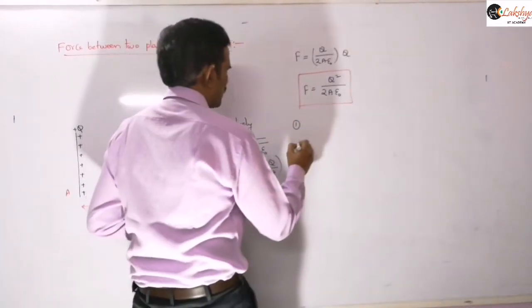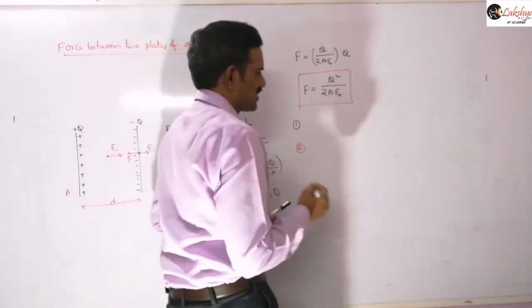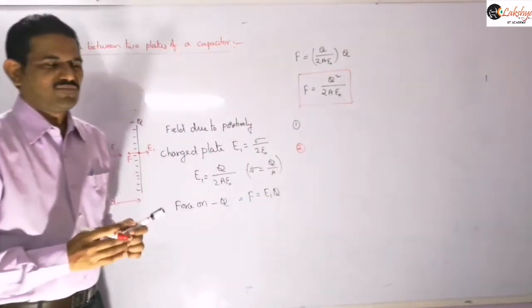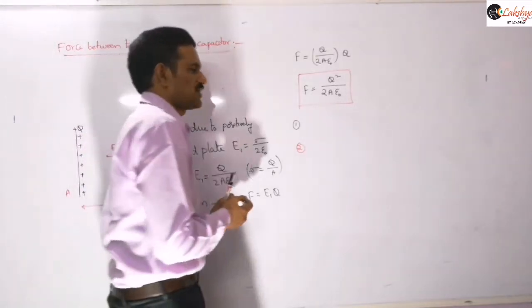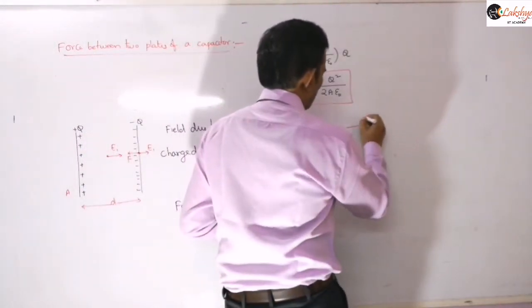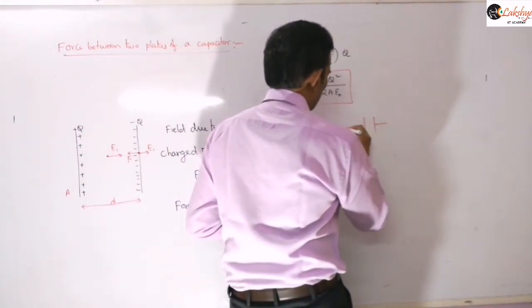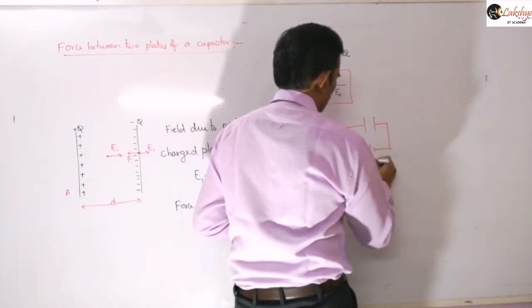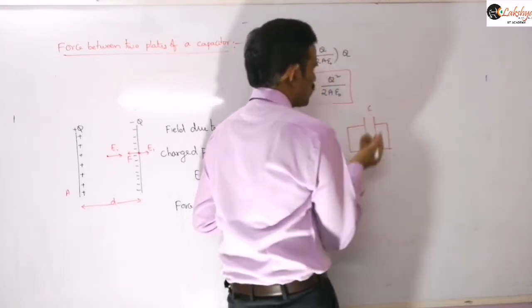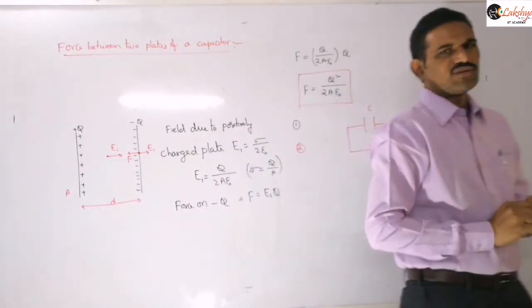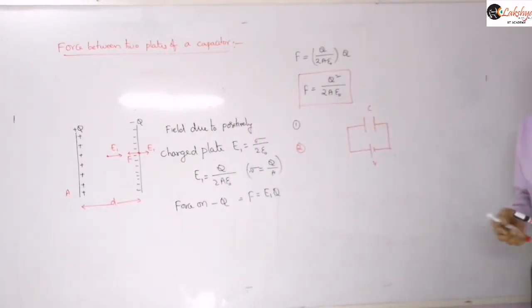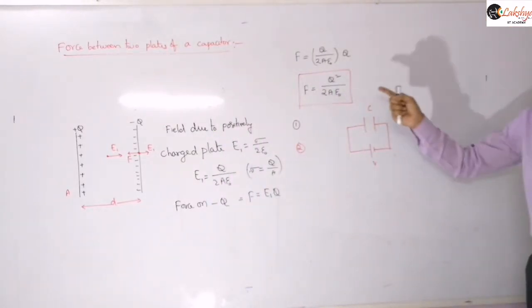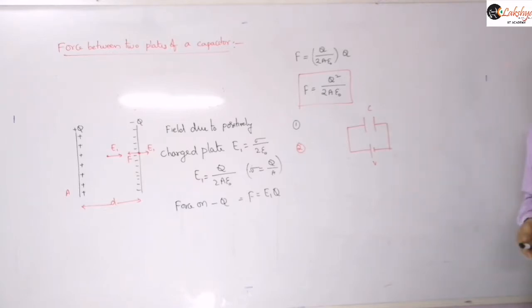Now suppose I am maintaining the potential difference constant here. If the potential difference between the two plates remains constant, that means here I am taking this capacitor connected to a cell, so it is maintained constant. Then how does the force depend on the separation between them? So now in that case, you need to convert this expression in terms of the potential here, right?